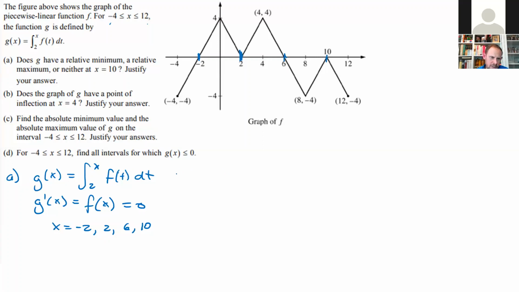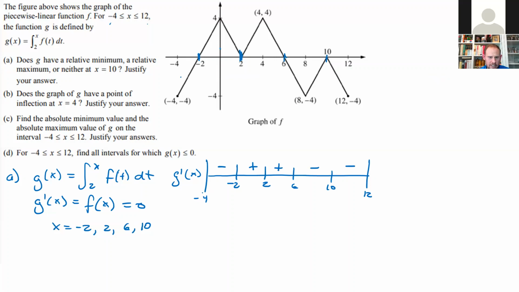All right, so now let's keep looking at this. We'll do our number line chart. We're starting at -4 and ending at 12. We've got -2 on there, 2, 6, and 10. We're negative here, then positive, then positive again, then negative, then negative again. So that means g of x would be decreasing, increasing, increasing, decreasing, decreasing.